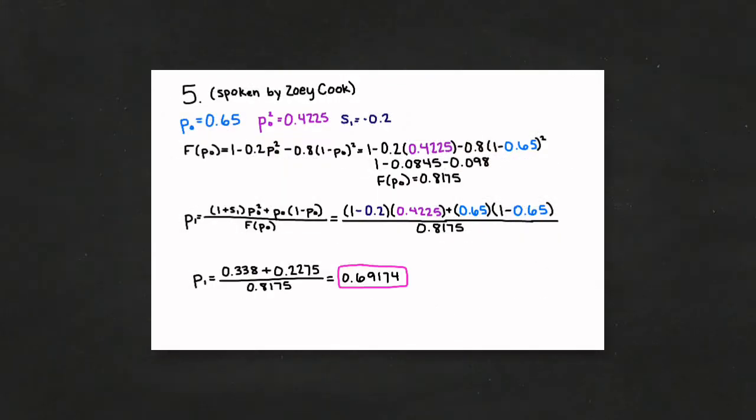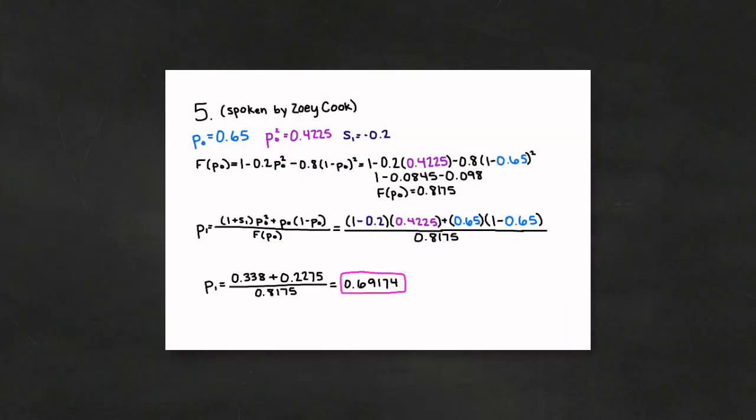In order to determine P sub 1, we can use an equation that was provided. Since f(P0) is in the denominator of the equation to find P sub 1, we solved for that first using a given equation from section 3 and plugged in the P0 and P0 squared values from above. After doing the calculations as shown, we found f(P0) to be 0.8175. Subbing in the numbers we determined previously for s sub 1, P0, and P0 squared, we can fill in the numerator of this equation. We can plug 0.8175 into our denominator. After doing the work, we determined the frequency of big A in the adult population to be 0.69174.